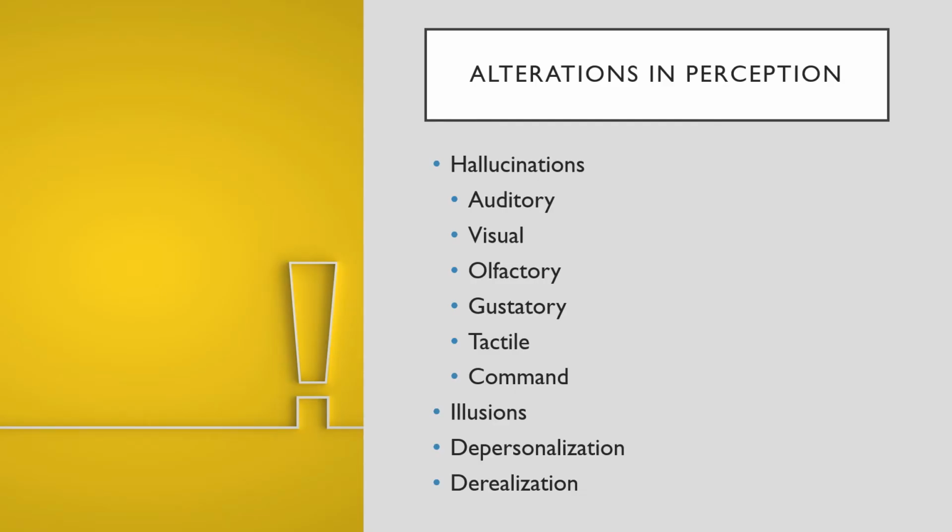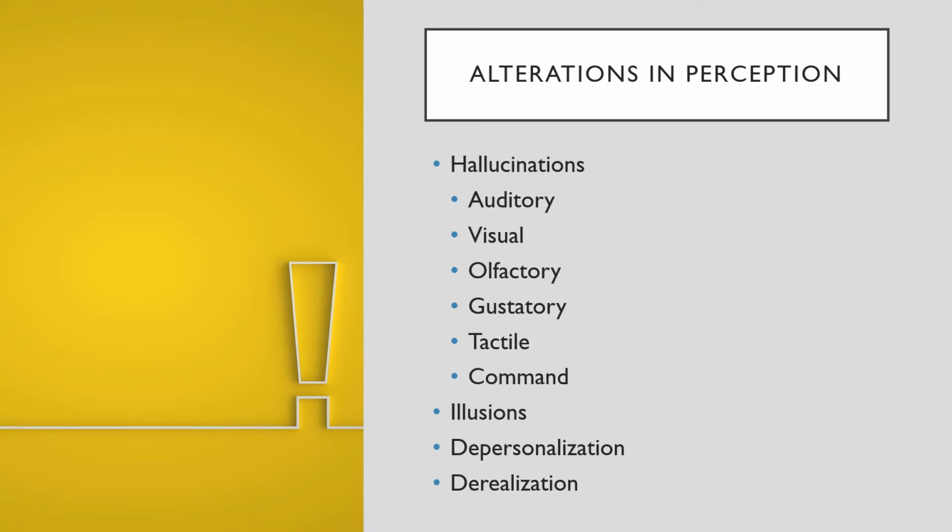Alteration in perception is the next positive symptom that we're going to look at, and this involves errors in how one interprets perceptions or perceives reality. The most common alterations in perception are hallucinations. Hallucinations involve perceiving a sensory experience for which there's no external stimulus. Auditory is the most common.